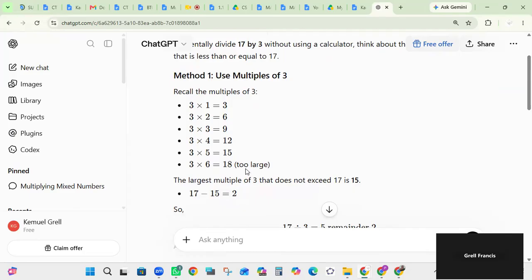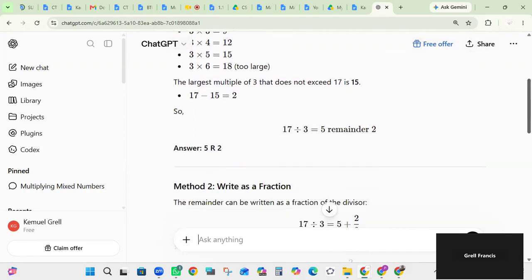So it cannot be more than 15, more than 5, because 6 will give you 18. You understand? Yes, sir. So it's 5 times, isn't that so? Yes, sir. And then the remainder will be 2. And you put it 2 over 3.